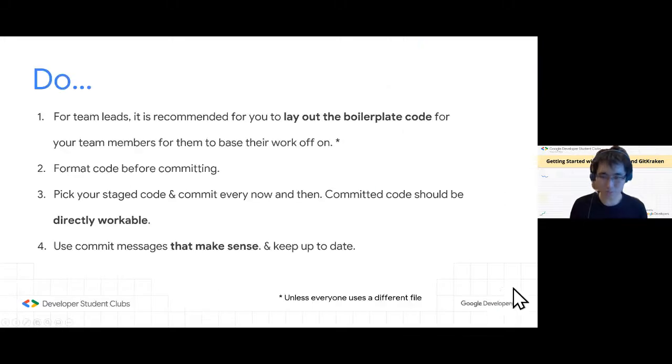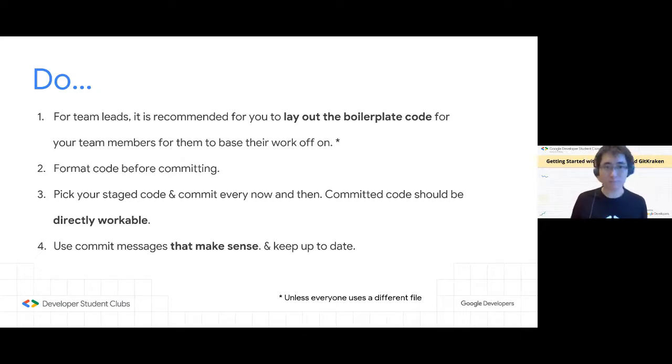Okay, so the best practice. For team leads, it's recommended for you to lay out the boilerplate code for team members to base their work on. As you can see just now, the way that Git tracks changes is that it will look at every single line, correct? So if you're a team leader, usually I will put out the functions and then leave a few empty lines there for people to add their code in. But this only applies unless everyone uses a different file. If everyone uses a different file, then there's no point in doing it, right?